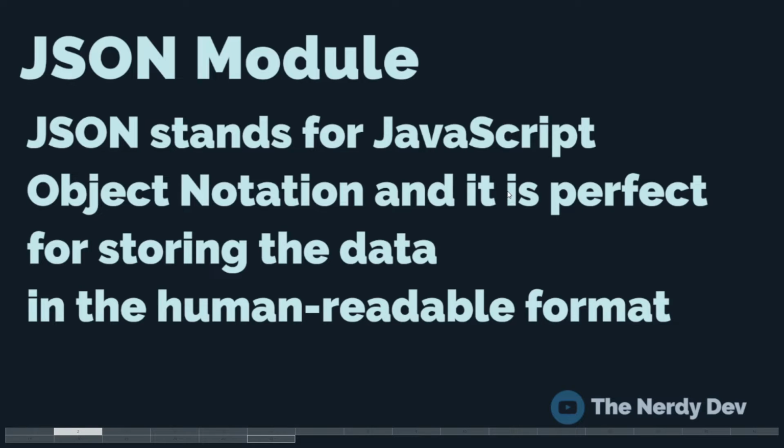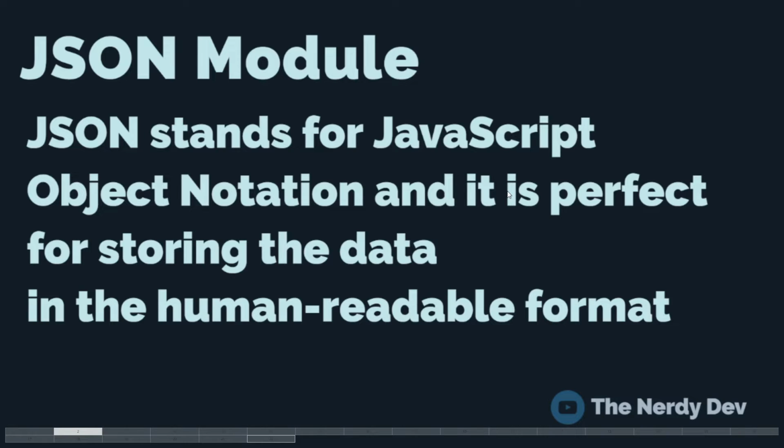So in this video we'll learn about yet another module, which is the JSON module. Now let us answer the question, what is JSON? JSON stands for JavaScript Object Notation, and it is perfect for storing the data in the human readable format. But what do we mean by that?